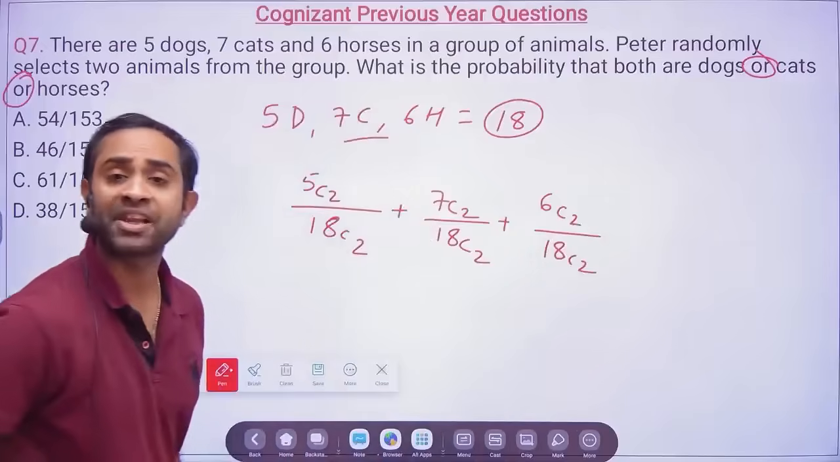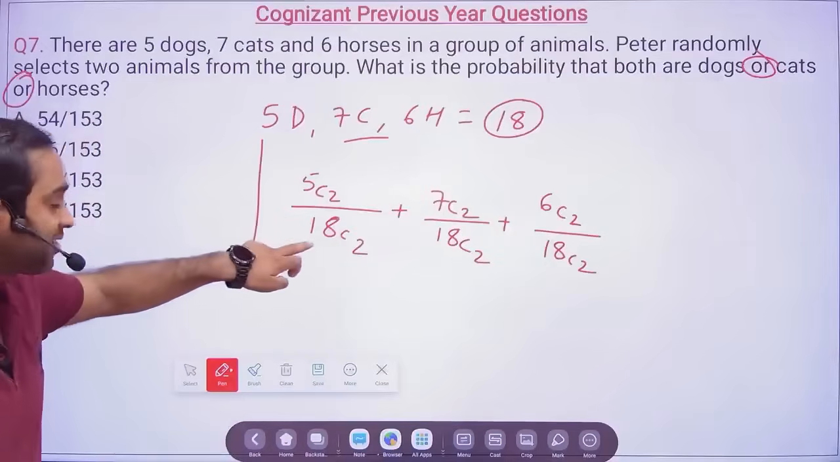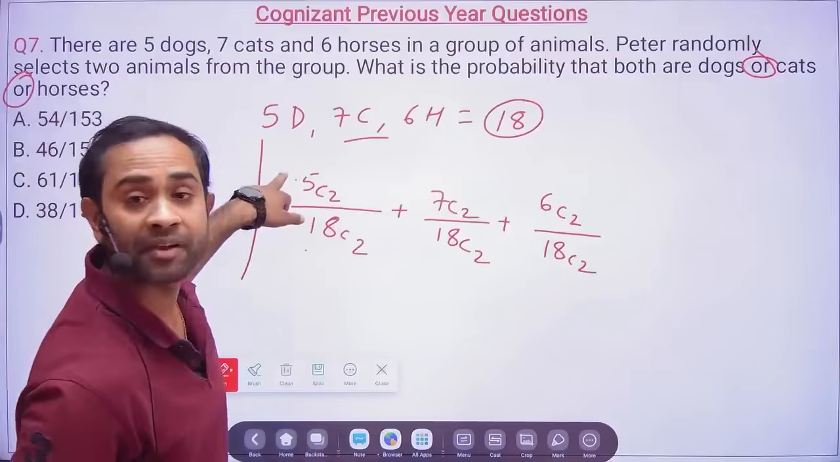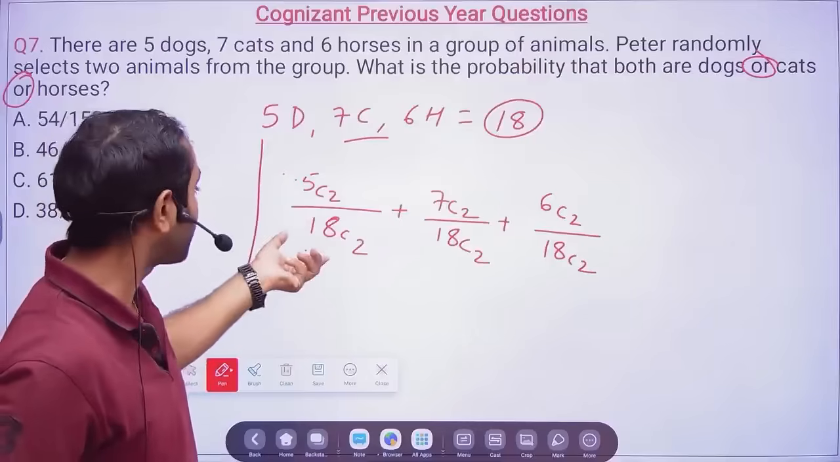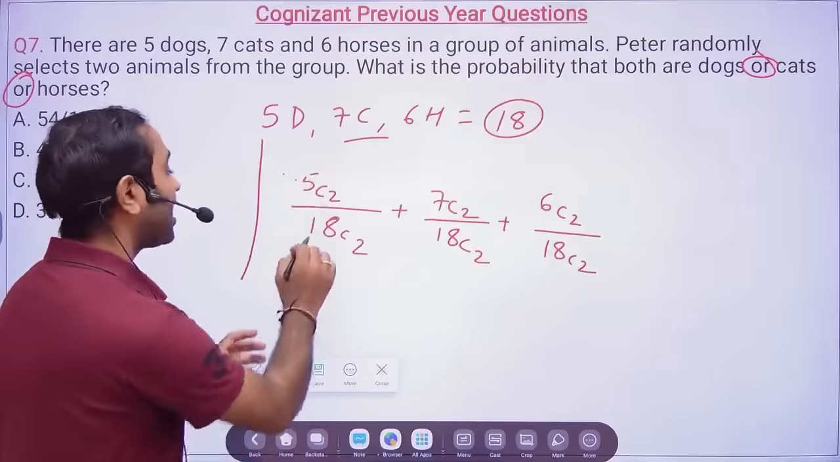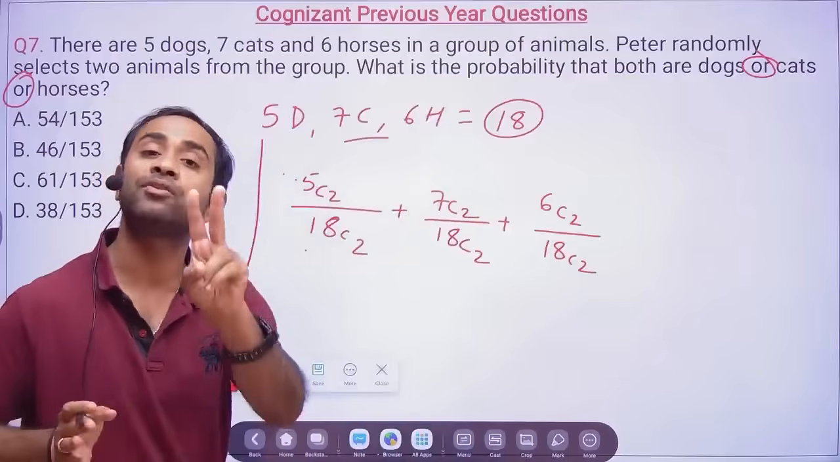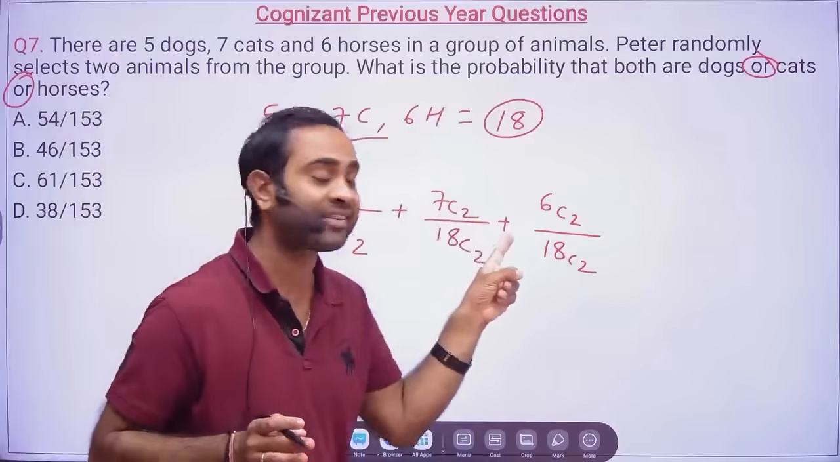The below part will not change. That is our sample space. This is the probability where sample space is there. And this is the favorable event. Okay. Total outcomes and your favorable outcomes. Total 18 is there. You are going to pick 2. What you want in your favor? You want 2 dogs, take from dogs. You want 2 cats, take from cats.